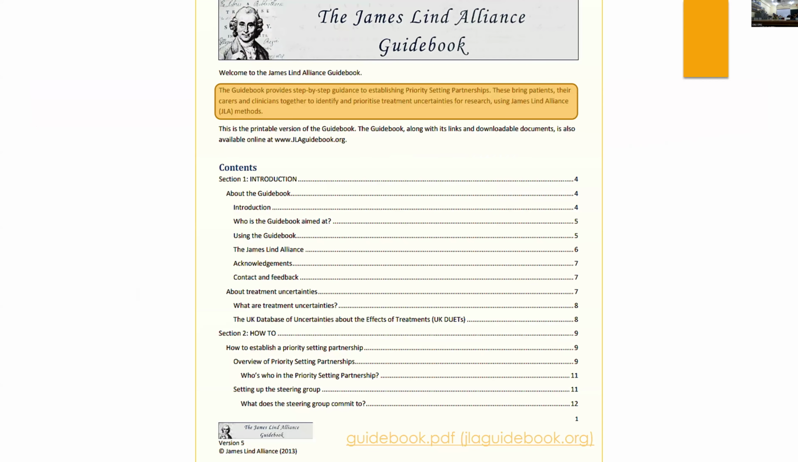So the first one is this James Lind Alliance Guidebook. Just to show you that the PDF is there. This one looks at priorities. From the patient's perspective, what are the priorities for research? If somebody wants to know, this book has been compiled by talking to various patients about what research priorities one should pursue. If you want to know from the patient's perspective, this is a good reference. It's called the James Lind Alliance Guidebook.